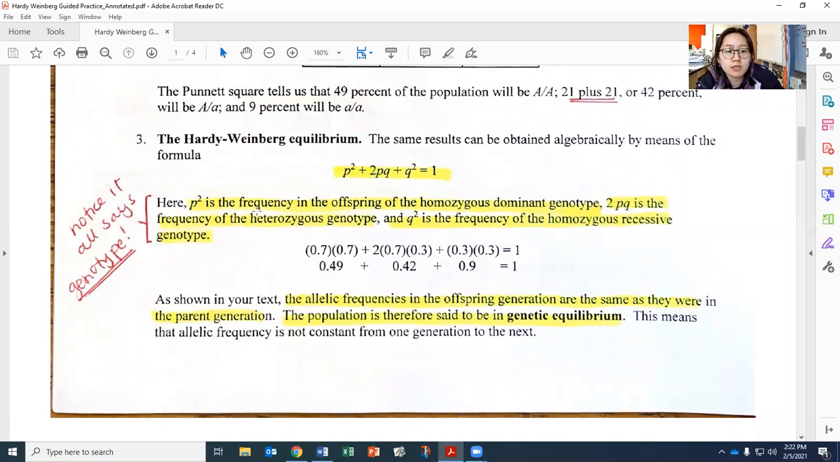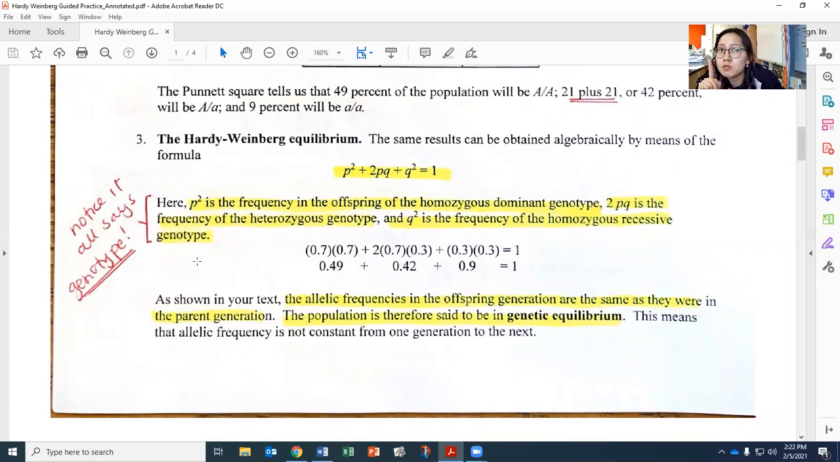So here, p squared is the frequency in the offspring of the homozygous dominant genotype. 2pq is the frequency of the heterozygous genotype, and q squared is the frequency of the homozygous recessive genotype. The important thing to note is that these are genotypes. So when they talk to you about descriptions that are physical in problems, they're going to be talking about phenotypes, and those don't directly translate to the dominants, right? If you're talking about a heterozygous or a homozygous dominant, their phenotype is the same, even though their genotypes are different.